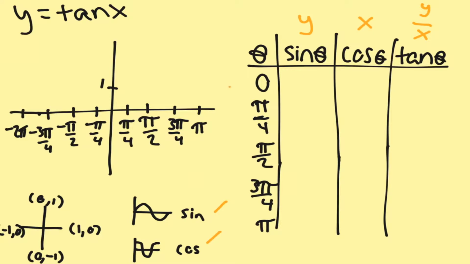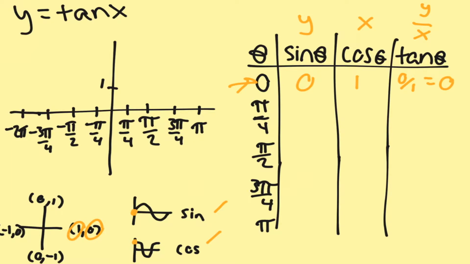So for example, at 0, the sine is 0 because that's the y value, or we could look right here on the sine graph. And at 0, the cosine, the x, is 1. Then the tangent is y over x, so that's going to be 0 divided by 1, which is 0.